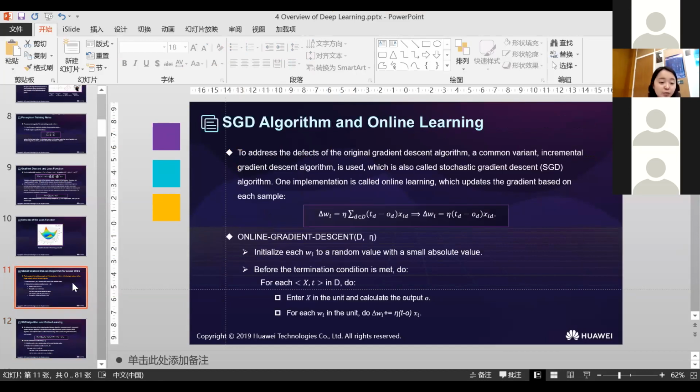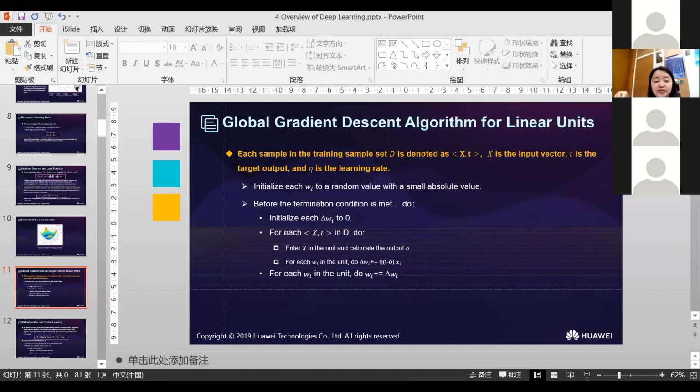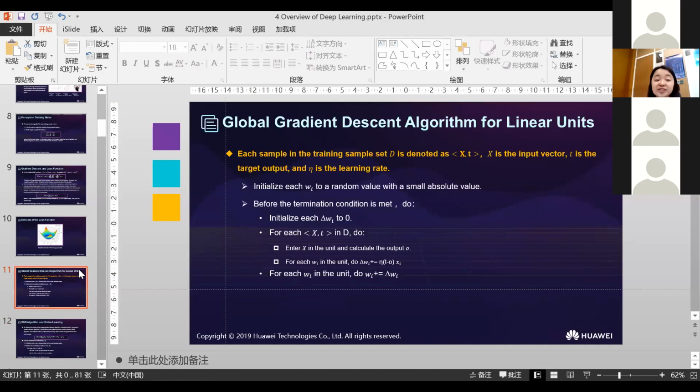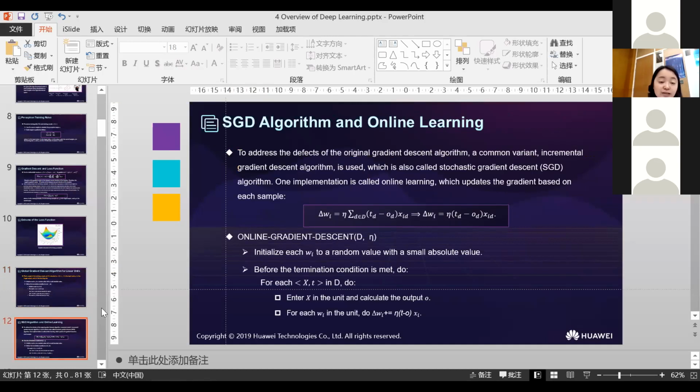And so the global gradient descent would spend a lot of computing power and computing storage. It will cost a lot of computing power and computing storage. But it is very stable.